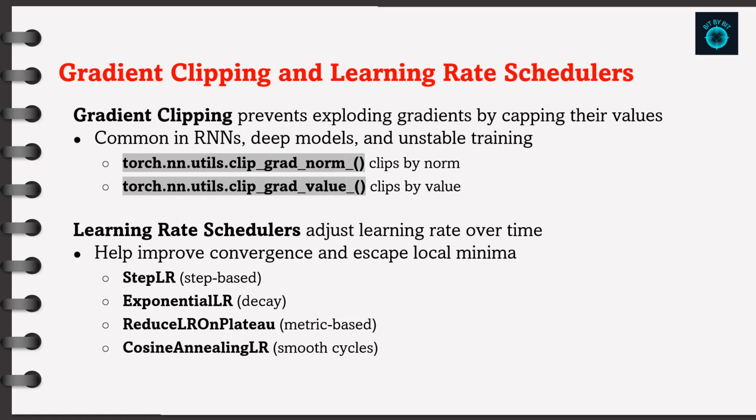ReduceLROnPlateau lowers the learning rate when validation performance stops improving. Cosine annealing smoothly decreases the learning rate and can help with cyclical learning strategies. These tools are essential for training deep models efficiently and with stability. Next, let's see them in action with real code.